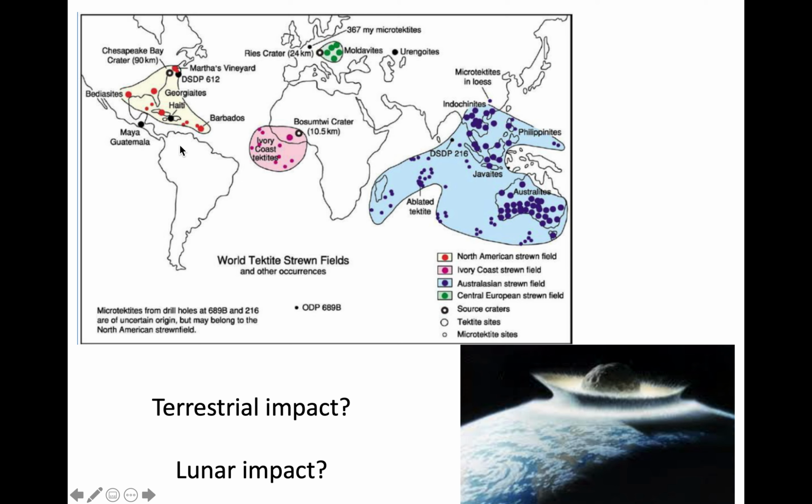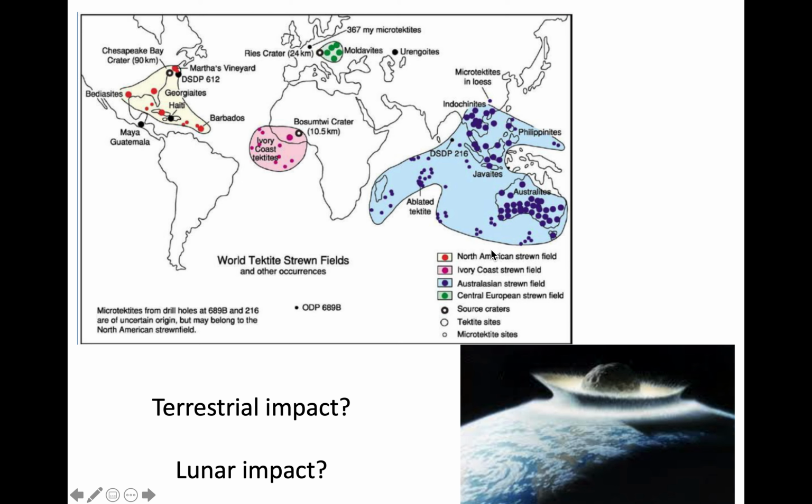On Earth, there are these different, what are called strewn fields, where tektites are found. They're different from different eras. Okay, they weren't all formed at the same time. There's one in the southern U.S., one on the Ivory Coast, Moldavia, and a large one in Southeast Asia.